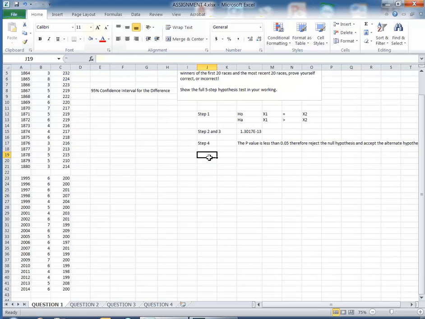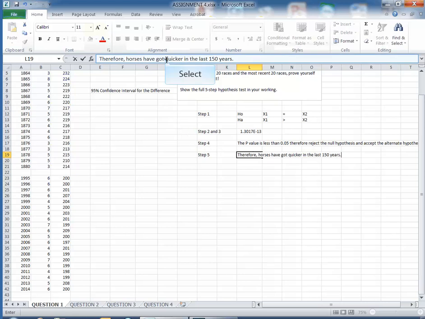And then step 5, we just put it into real world terms. Therefore, horses have got quicker in the last 150 years. Have got significantly quicker.